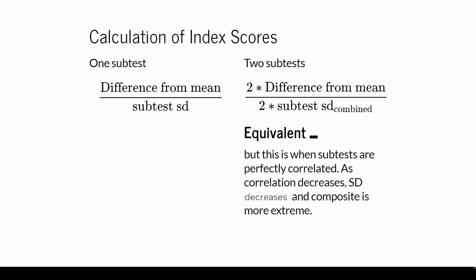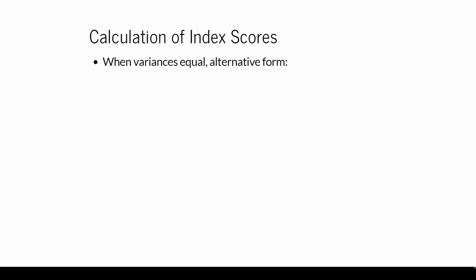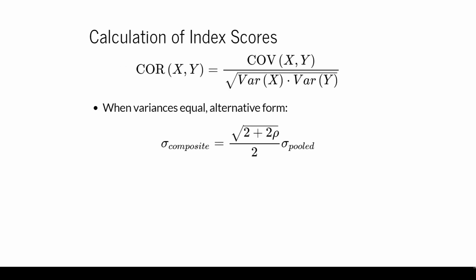Now, for subtests on a test, we want some correlation, but we don't want a perfect correlation. We don't want a 1.00 correlation, right? We want our subtests to measure slightly different things, and that's what happens when we look at the correlations of subtests on any given test. So the covariance cannot be greater than the variance of subtests. And here's the actual formula to calculate.